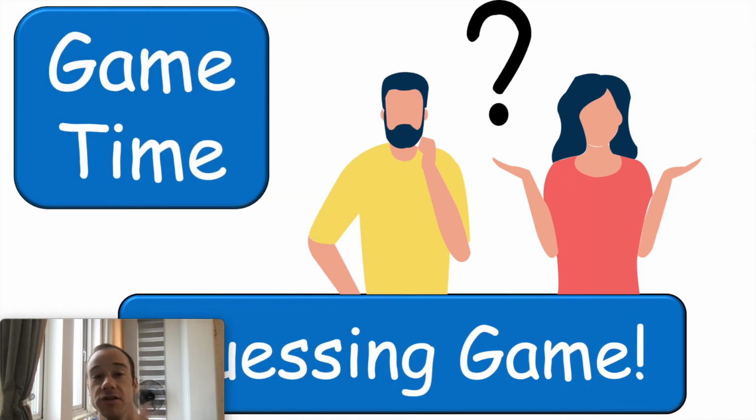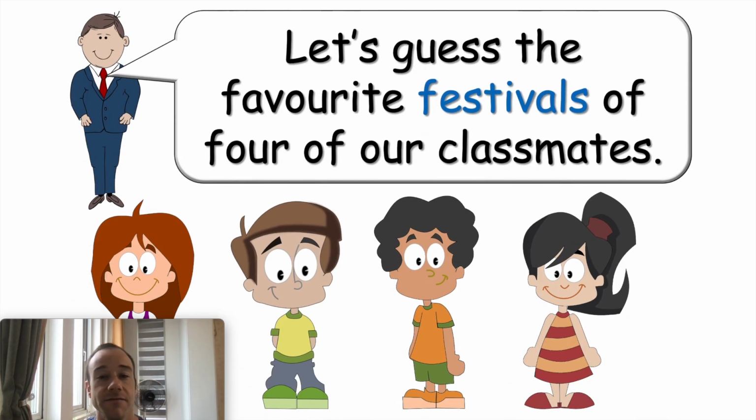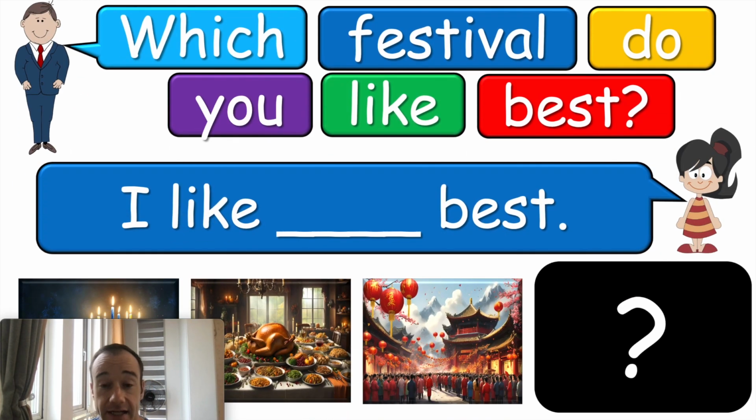And then we're going to go into the next game. This next part of the lesson is a guessing game, but we're actually also teaching them, and we're going to be drilling during this game. So let's guess the favorite festivals of 4 of our classmates. There are 4 classmates here. Now we have this classmate, and we don't know which one she likes best.